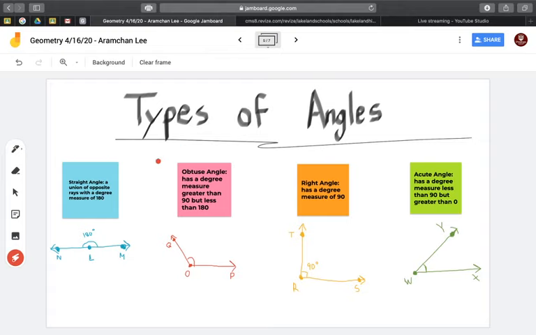So here we have 4 types of angles. First, we have a straight angle, which is a union of opposite rays with a degree measure of 180. So here, opposite rays are ray LN and ray LM.